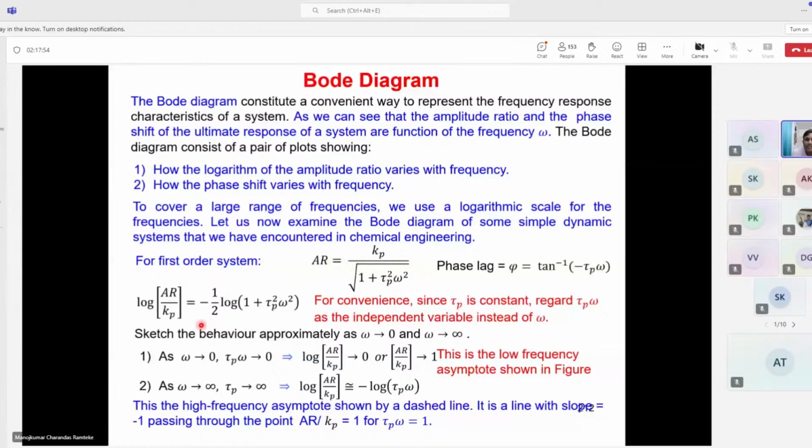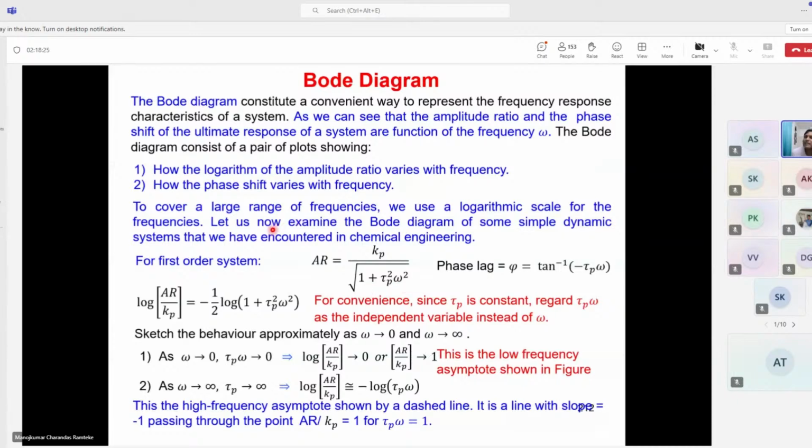So remember, in this case, the omega is varying from 0 to infinity. I wanted to represent how my amplitude ratio is varying with respect to frequency omega, and frequency is varying from 0 to infinity. So in order to represent the results in a given plot, we actually plot this amplitude ratio and the frequency in a log scale. Why in log scale? So that we can represent the frequency value from 0 to infinity. That is the reason.